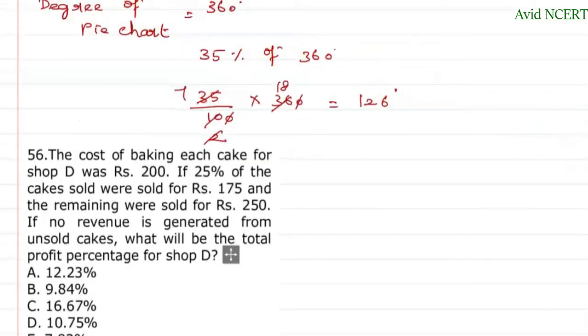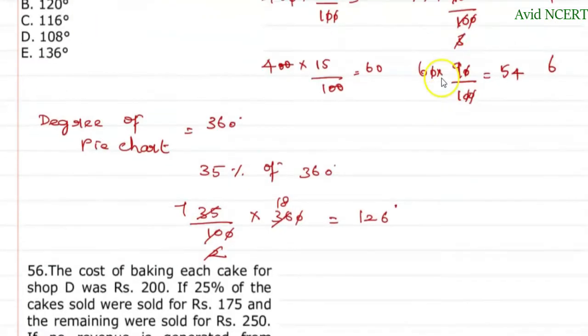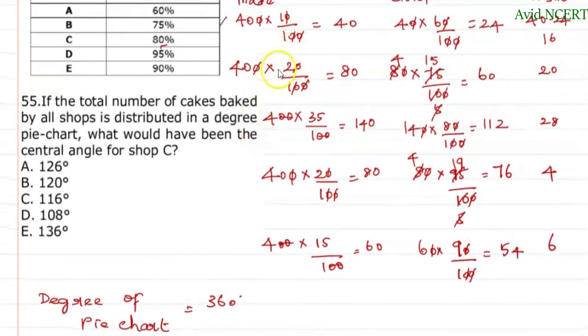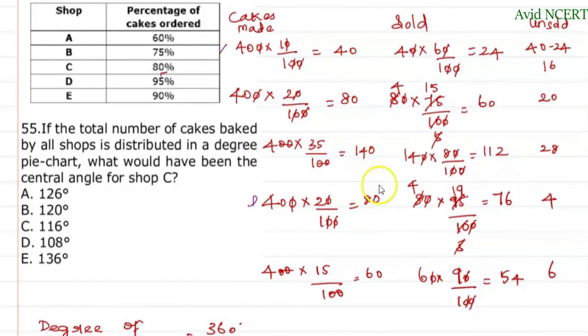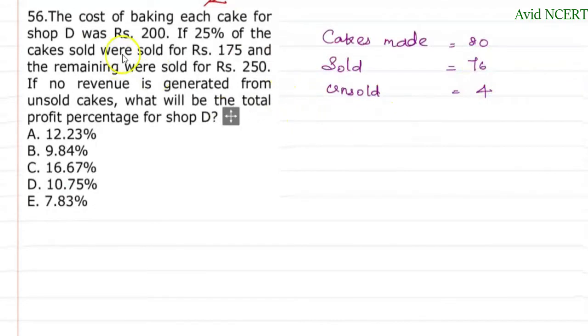So let's get the data for shop D. This is shop D. The cakes made were 80, the sold cakes 76, and the unsold cakes 4. Now the data given here is that the cost of baking each cake for shop D was rupees 200. The total cakes they made is 80, and the cost for making each cake is 200, so the total amount they spent is 16,000.